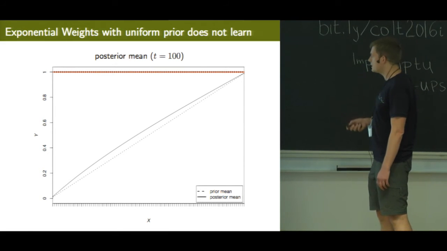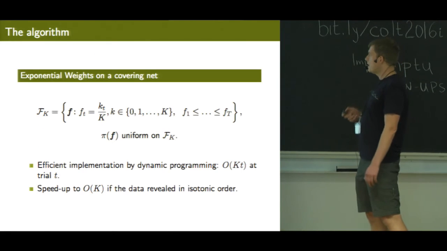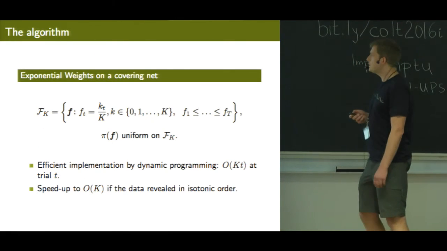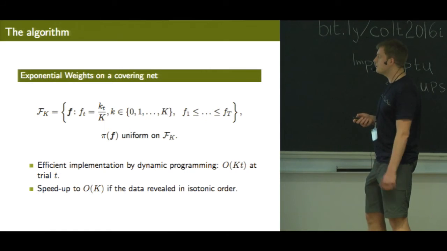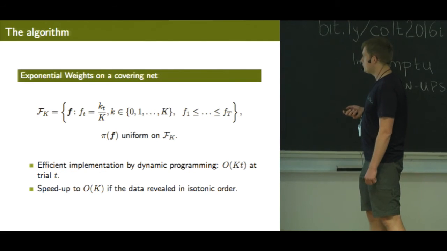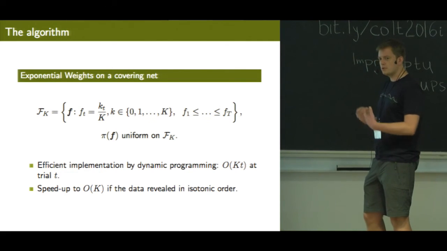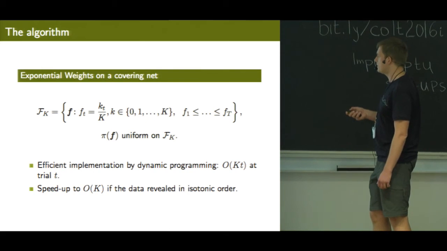Actually, exponentially more mass compared to the boundaries. So our modification is very simple. We basically choose a different prior. We choose a so-called covering net, which is the set of functions which take only k plus 1 values at each point. We take these values distributed uniformly, and we call it a covering net because any isotonic function is close to one of these functions from this set f_k.